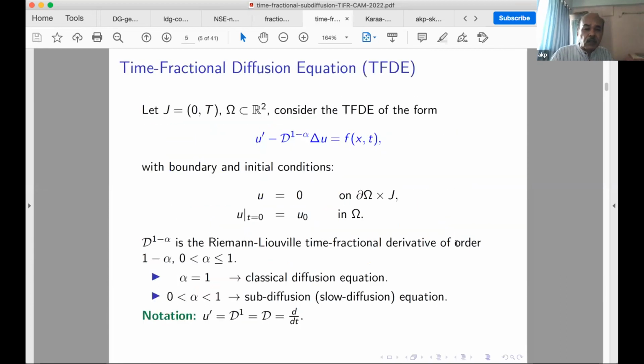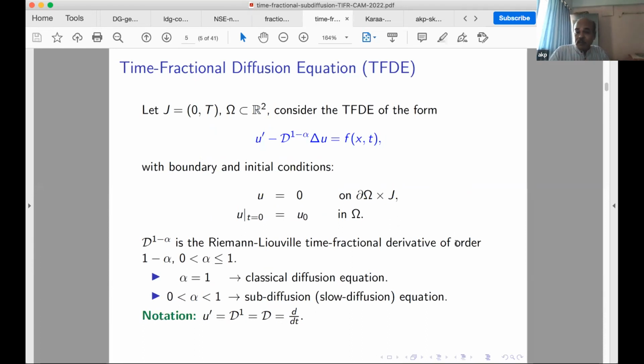Well, let me go straight to the time fractional subdiffusion equation, as it is called. I will explain why it is called subdiffusion. So let us take Omega in R^d. In particular, I have taken R^2, but many things which I'm going to do are going to be in R^d. Omega is a bounded domain. Of course, we can assume it is a convex polygon or polyhedron.